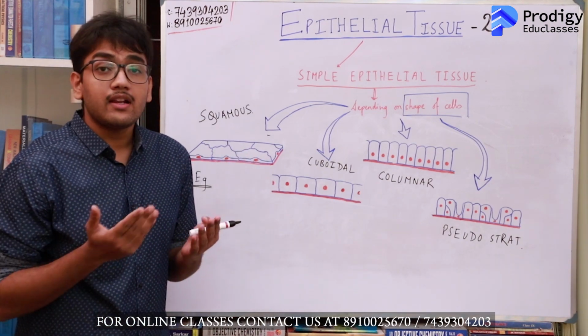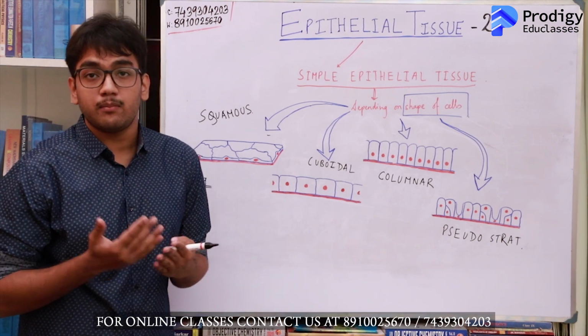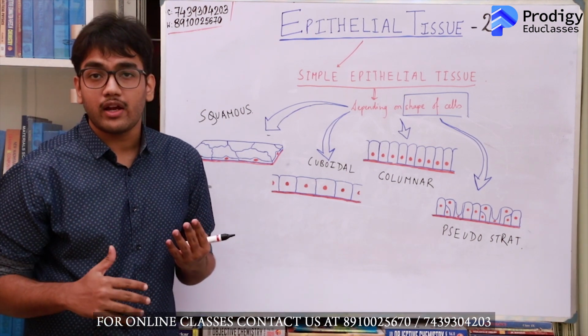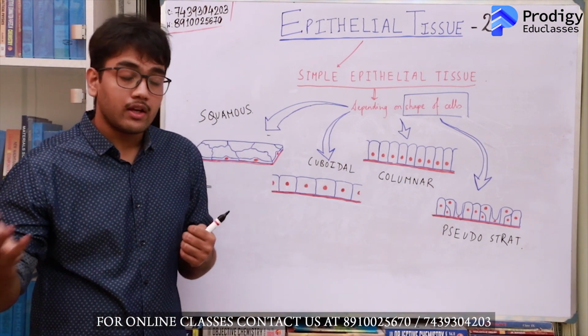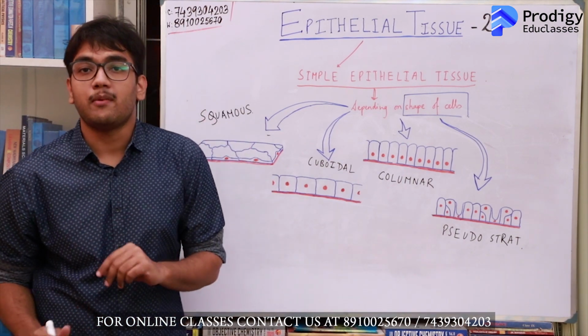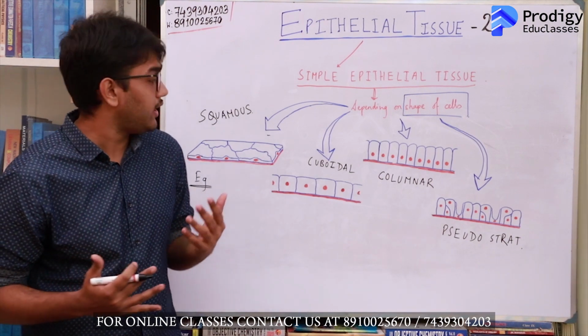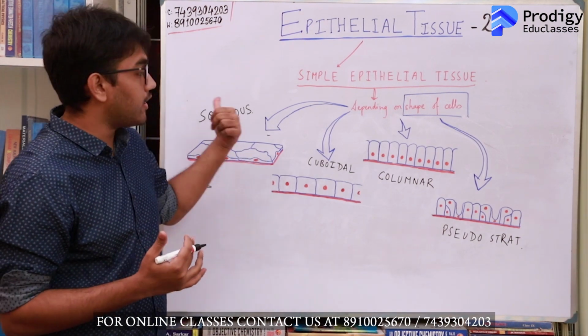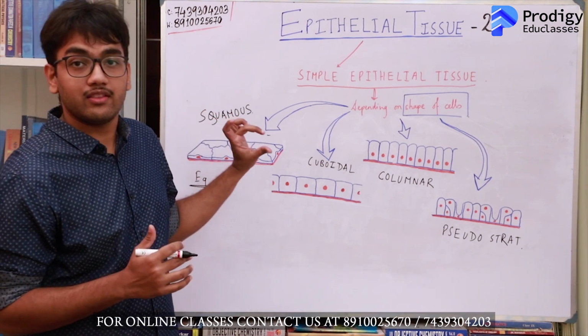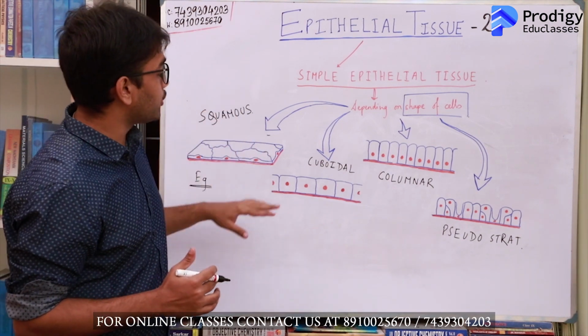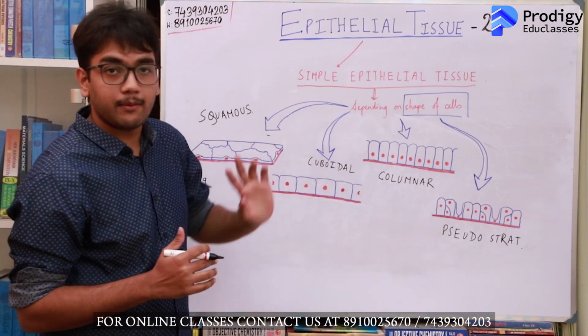Next, where? In the lining of the capillaries, where there will be exchange of oxygen and carbon dioxide between the blood vessels and the tissues. There also you will have simple squamous epithelial tissue. So wherever I need to facilitate exchange, there will be presence of simple squamous epithelial tissue, as it is very thin. Next come to simple cuboidal epithelial tissue.